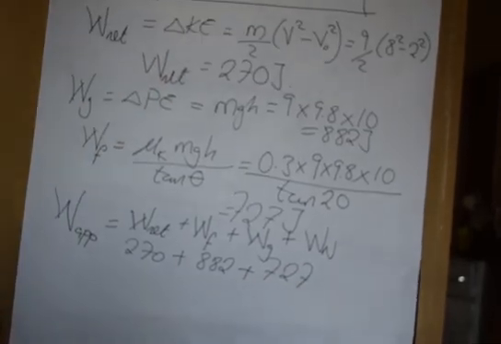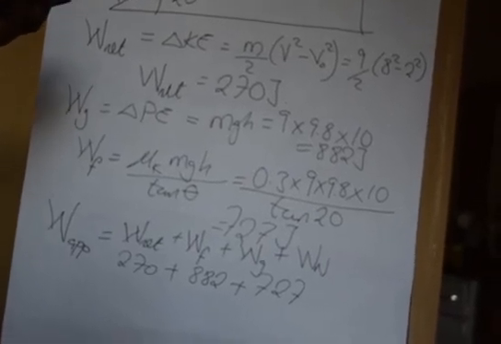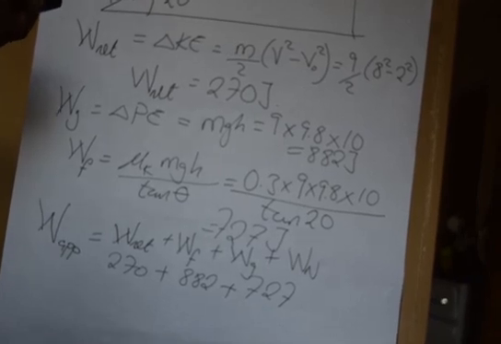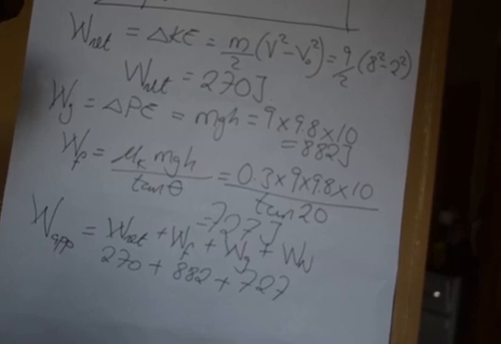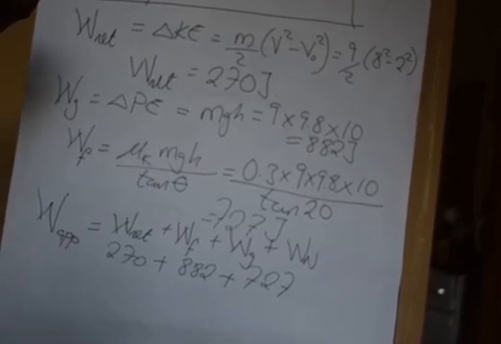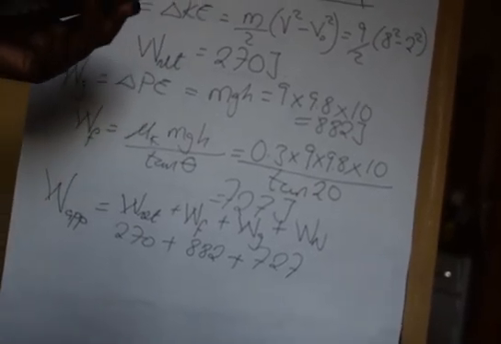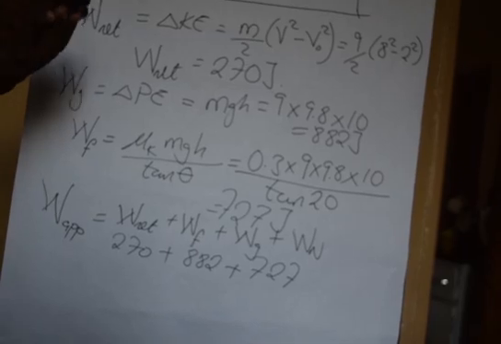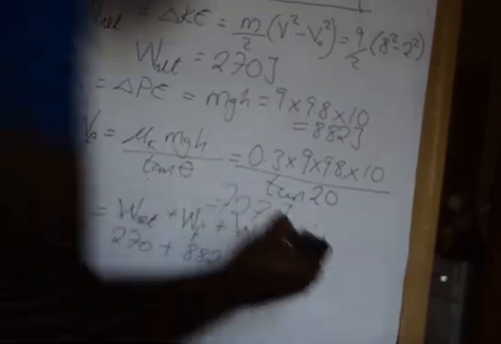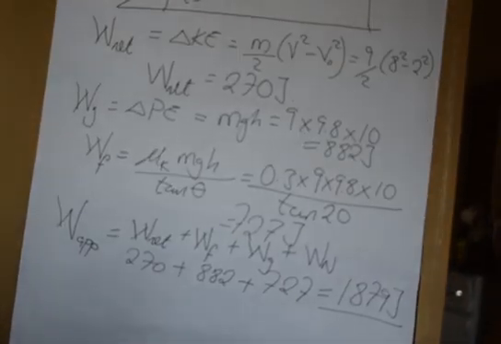727. You will go through these concepts on your own. Get the technique. Don't get lost in the side there where you didn't round off. Then you add them. So what's 270 plus 882 plus 727? You get 1879 joules. So the work by applied force is 1879 joules.